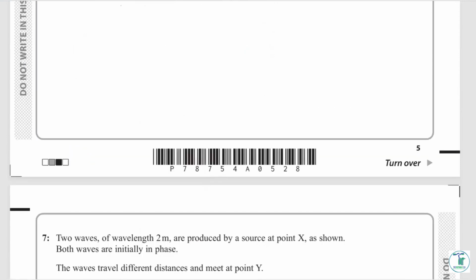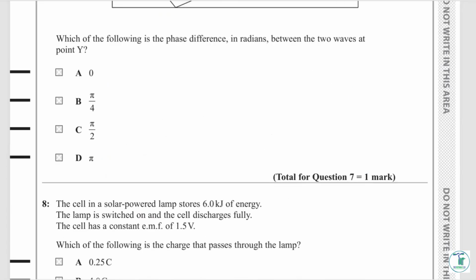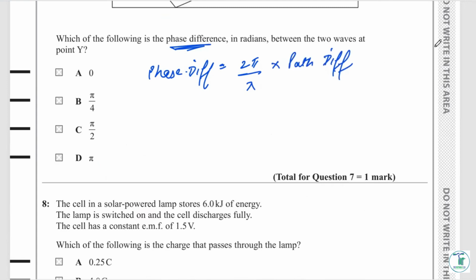And then I've got this question. We have got two waves of wavelength 2 meters produced by a source at point X, and they're superposing each other at the point Y, right? And if they're superposing at the point Y, what does that mean? First of all, we need to calculate the phase difference, right? The formula for the phase difference everybody needs to know is 2 pi upon lambda times the path difference, right? This is the formula that we should be using.